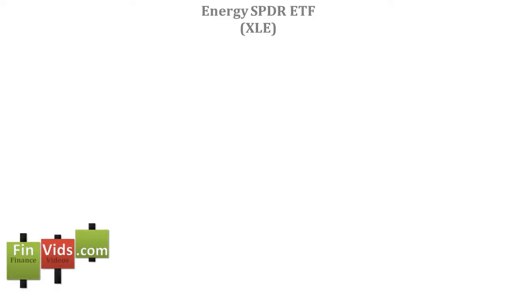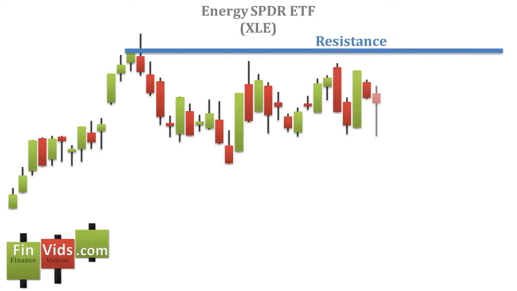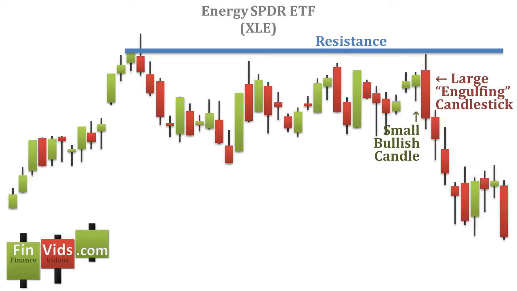This chart of the Energy Spider ETF illustrates a bearish engulfing pattern that is confirmed by an area of resistance. So we have the area of resistance, we have the first small bullish candle, then we have the large bearish candlestick that engulfs that small bullish candlestick. Notice that the upper shadow tests the area of resistance. This lends even more support to this particular bearish engulfing pattern. From there, prices fall further down.